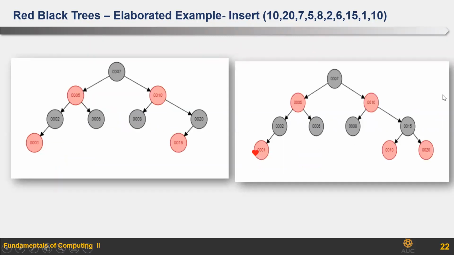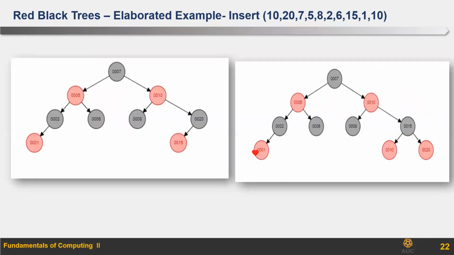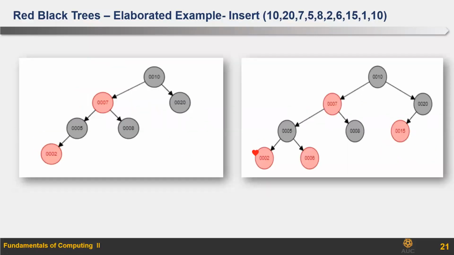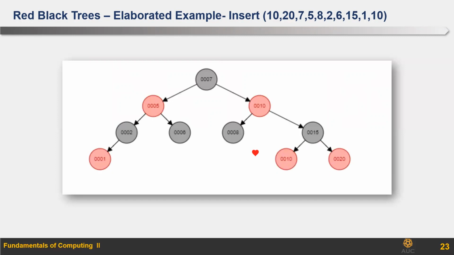I will insert 15. Then I will check, is it a red black tree? Well, it's not a red black tree. Apparently, it is a red black tree because 20 is black anyway, so it's a red black tree. No issue. I will leave you to insert 1 and 10.